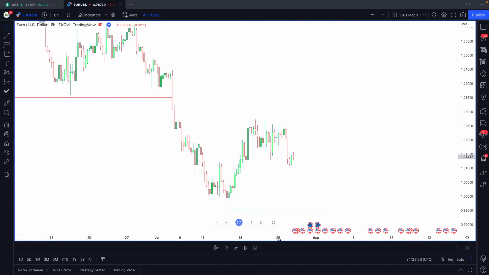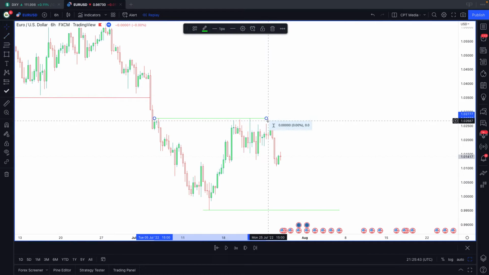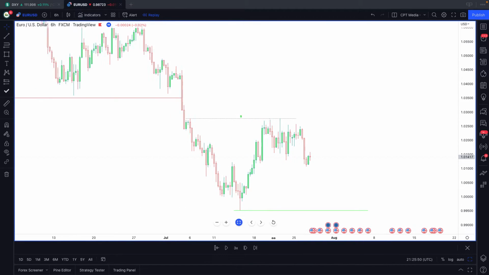Can you quickly identify where the liquidity is? It's very simple. I've zoomed it in. Should be easy, right? Liquidity is here. Right, so that's a clear liquidity zone.